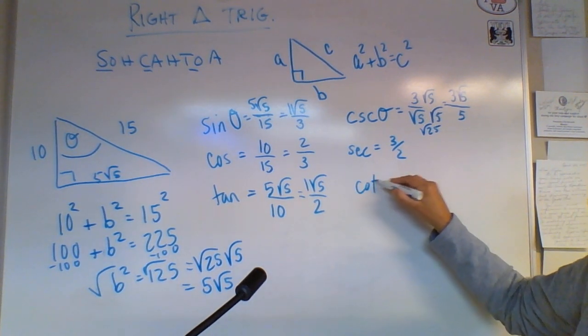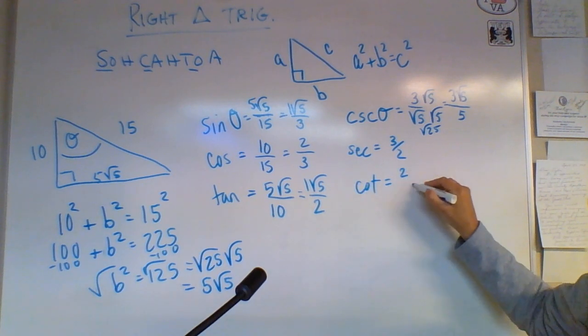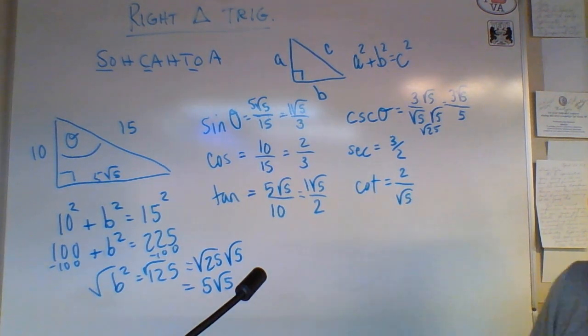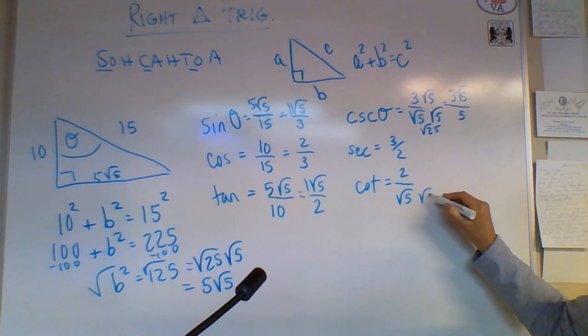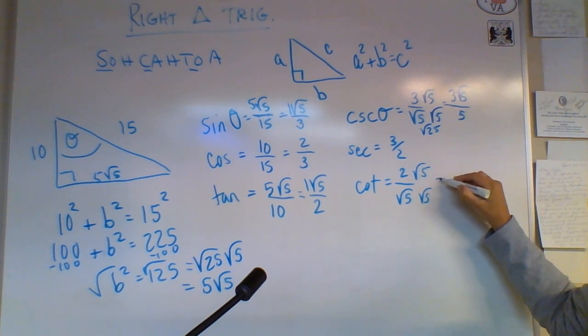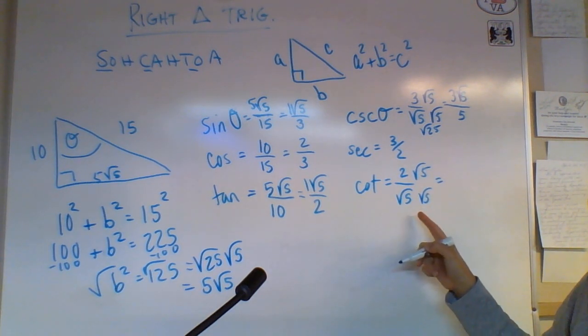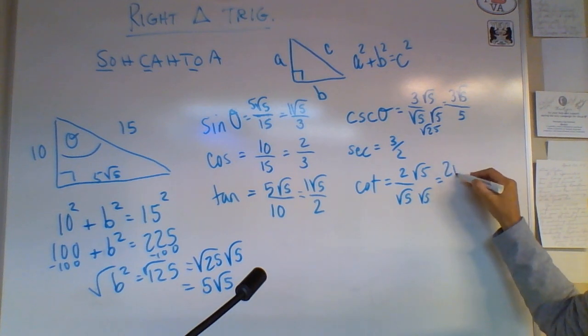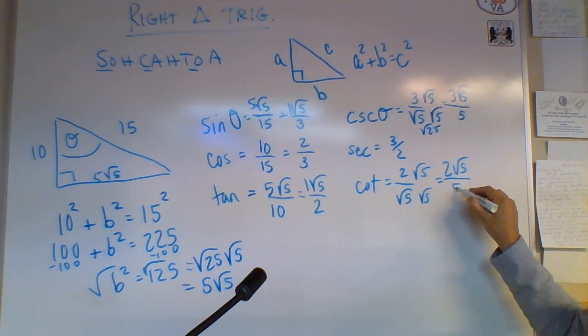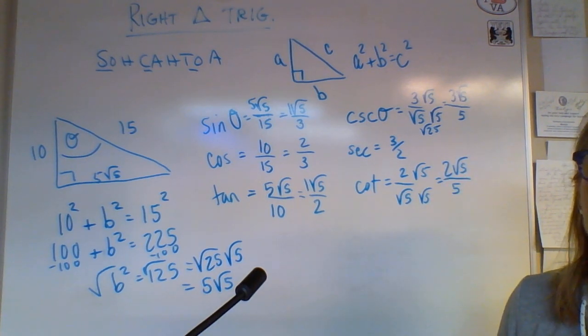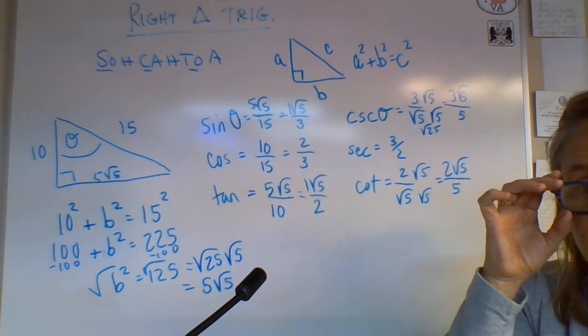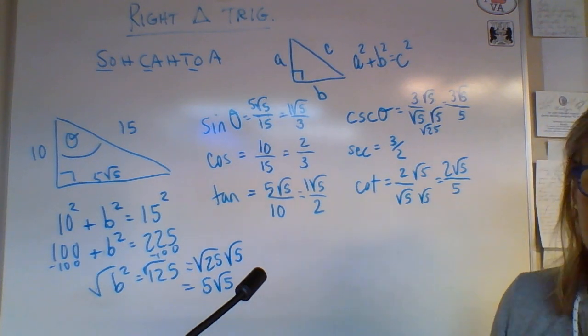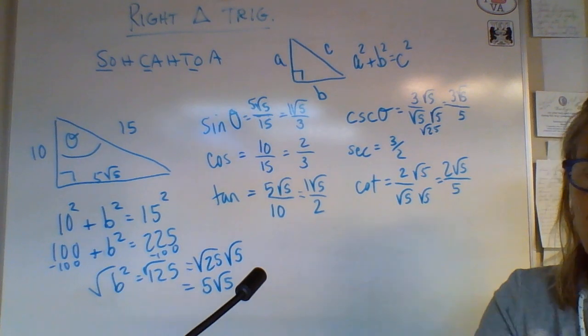So then cotangent, flip that, 2 over radical 5. Can't have that radical. So multiply it by itself. Whatever you do to the bottom, you do to the top. 2 radical 5 over 5. So you should not have a radical in the denominator, and you should have a reduced fraction.